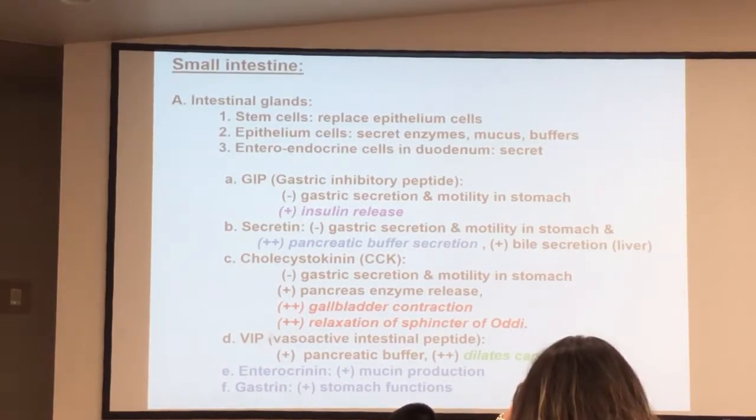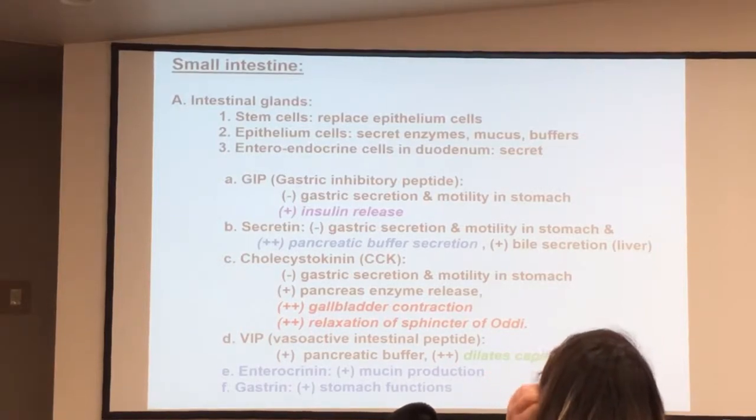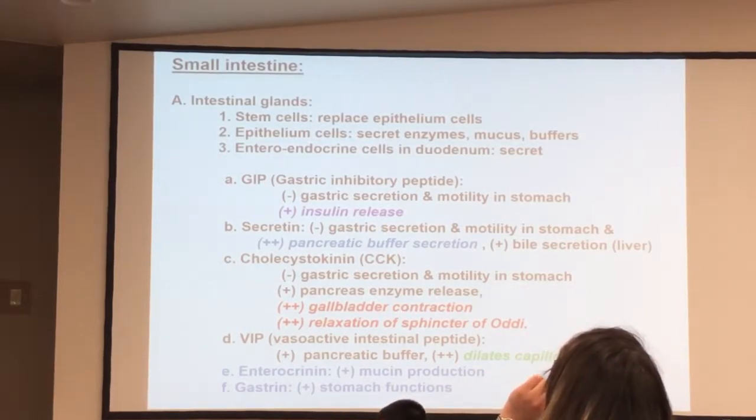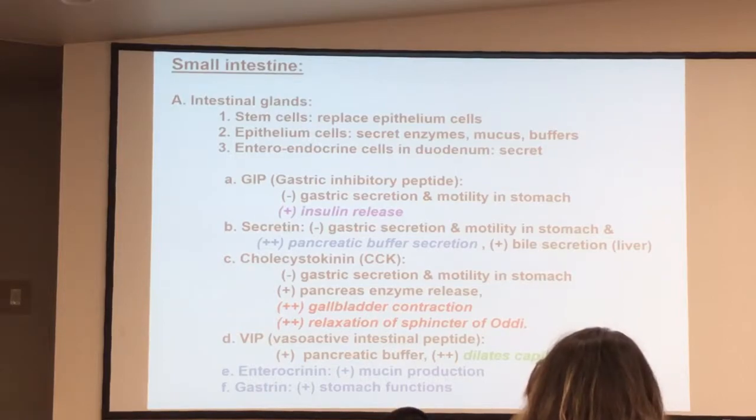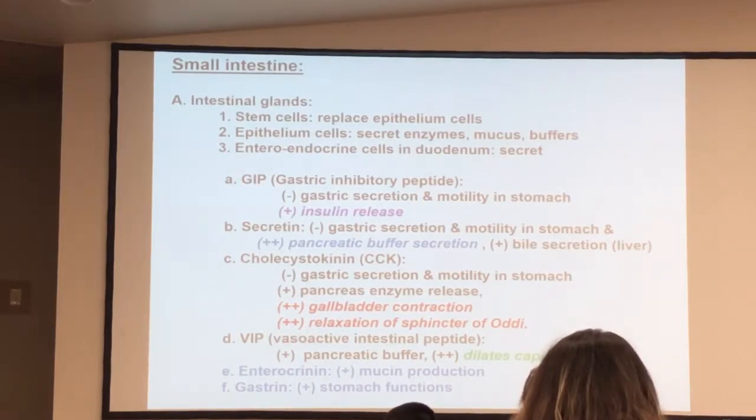One year, on a test, a short answer question, I asked, what is VIP? One student answered, very important person. No, not VIP. Okay, all right. It is vasoactive intestinal peptide.